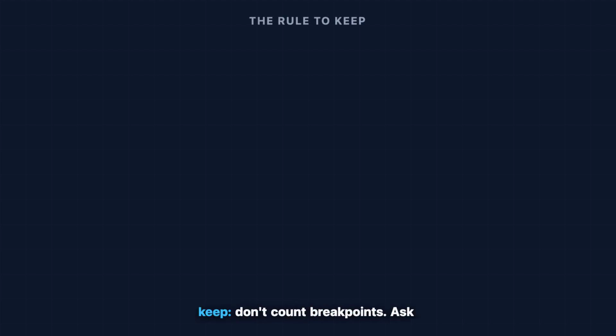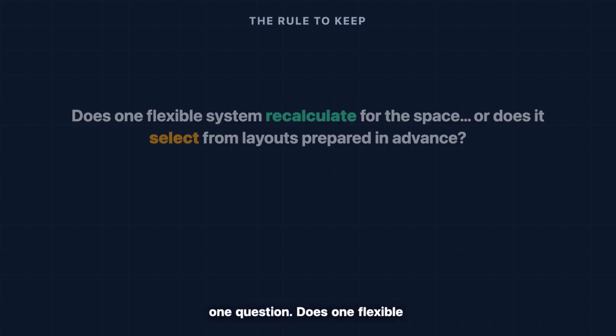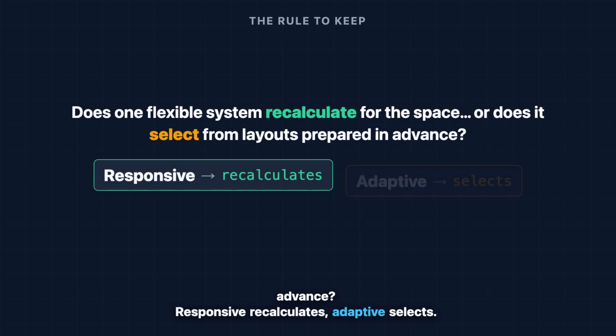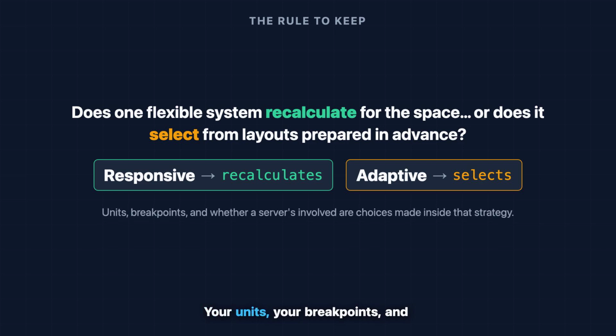So here's the rule to keep: don't count breakpoints. Ask one question: does one flexible system recalculate for the space available? Or does the system select from layouts prepared in advance? Responsive recalculates. Adaptive selects. Your units, your breakpoints, and whether a server is involved. Those are choices made inside that strategy.